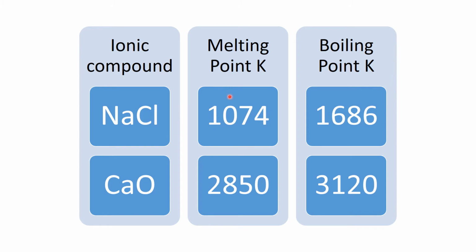See, its melting point in Kelvin is 1074 and its boiling point in Kelvin is 1686. If you see calcium oxide, it has melting point 2850 Kelvin, and its boiling point is 3120. So you can see that these compounds, because they have high force of attraction, need a lot of energy to change their state, or you can say to reach their boiling point or melting point. That is why they have very high melting points and boiling points.